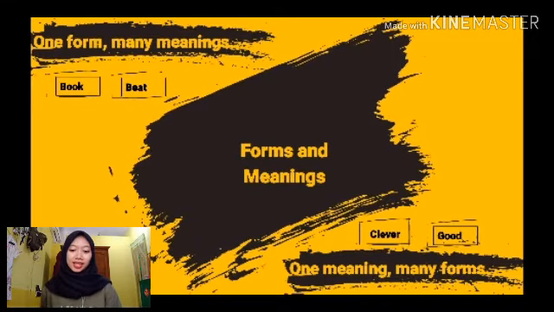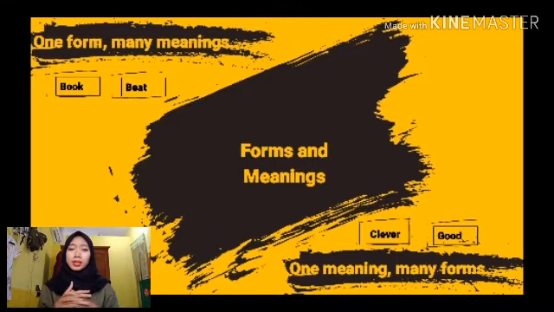The next slide is about forms and meanings. Form and meanings consist of two kinds. The first is one form, many meanings, and the second is one meaning, many forms. For the first type, take a look to the example, book and beat. I choose beat. Beat has one form. Also, beat has many meanings. How can? Beat can be used for the rhythms of the music, but also can be used for the competition to win.